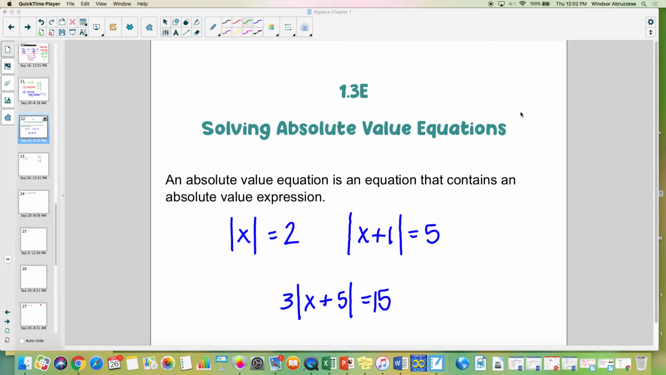Question 1.3e for extension is solving absolute value equations. An absolute value equation is an equation that contains an absolute value expression. So here are a few examples. The absolute value of x equals 2. The absolute value of x plus 1 equals 5. 3 times the absolute value of the quantity x plus 5 equals 15.